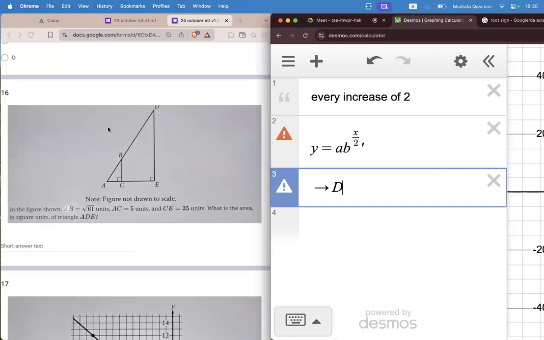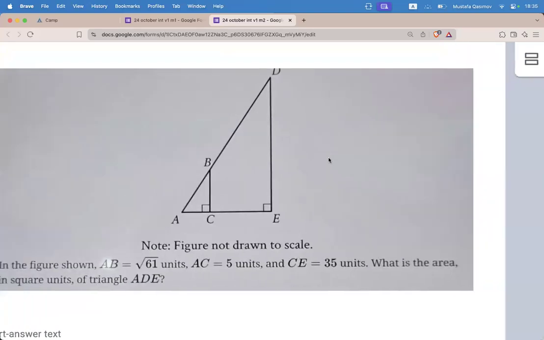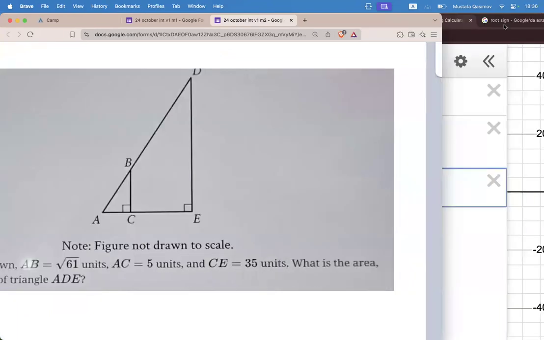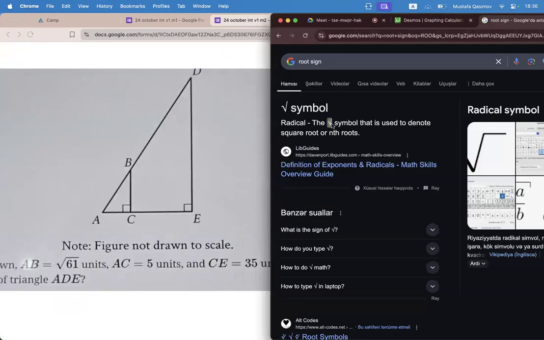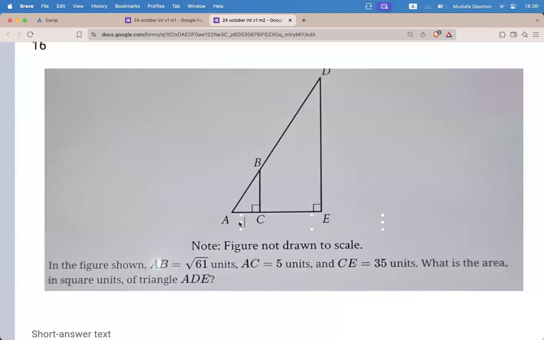Okay. 16. For 16, we have a triangle, and actually we have two triangles. They are similar to each other. It says that AC is equal to 5. Okay, it says that AC is equal to 5. AB is equal to square root of 61, like this.